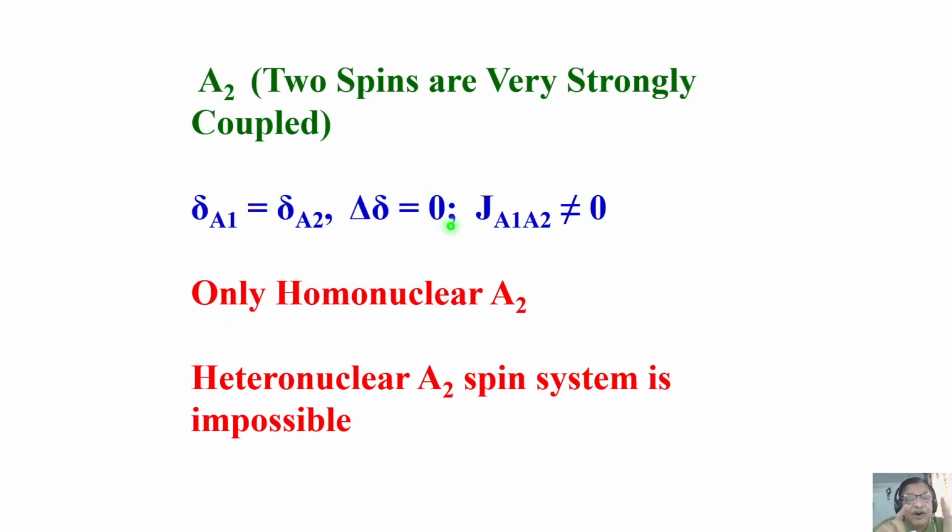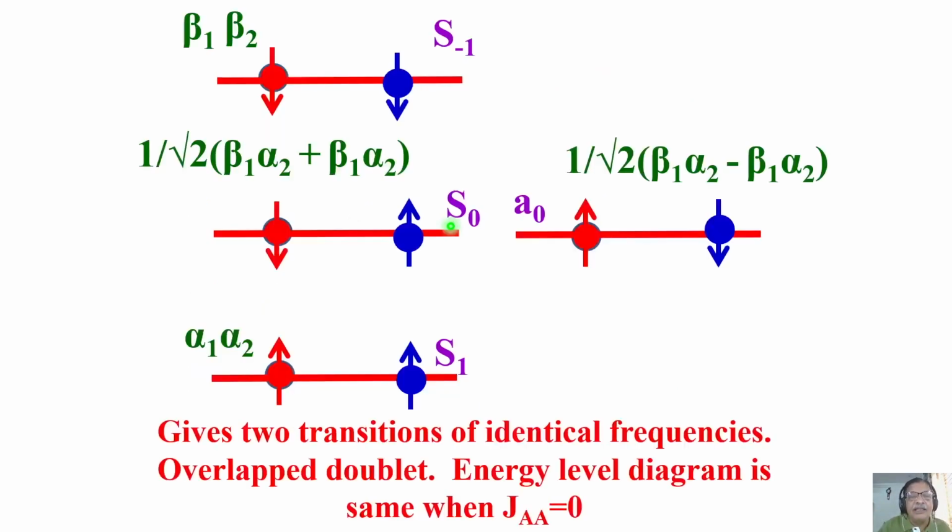This is a very strongly coupled spin system. Remember, AB is strongly coupled. Between AB and A2, A2 is the more strongly coupled spin system. And this is possible only in the homonuclear case. Heteronuclear A2 is impossible because they have different chemical shifts. Their resonating frequencies are entirely different. Proton comes at 500 megahertz, fluorine comes at 470 megahertz. If you take such heteronuclear spins, how can we think of AB or A2? Impossible. So a heteronuclear A2 spin system is impossible. It has to be always homonuclear.